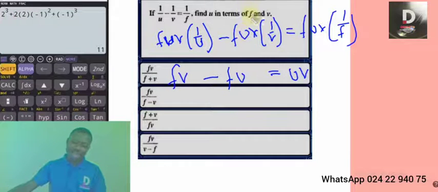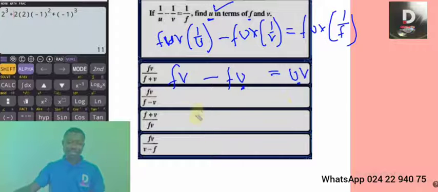Then you keep asking, what are you making the subject? You say find U in terms of F and V. So you are making U the subject. Find U or express U. You are making it the subject. So has U appeared twice? Yes. It is here and there at the same time. So take it to the other side to join.